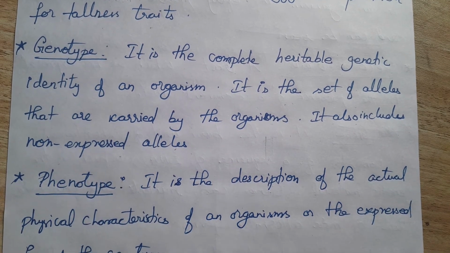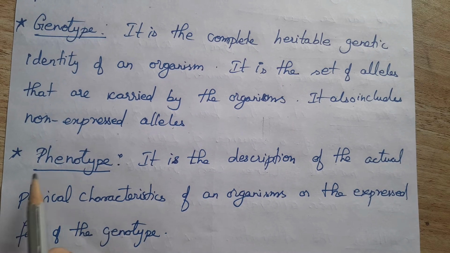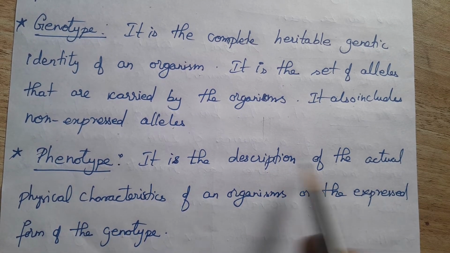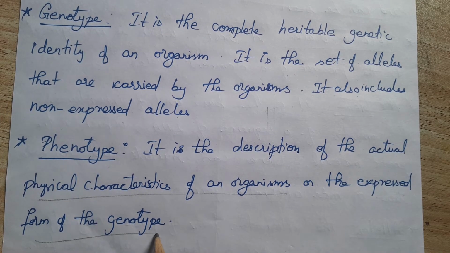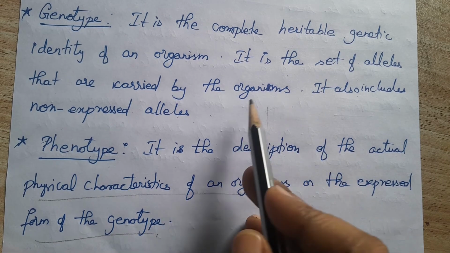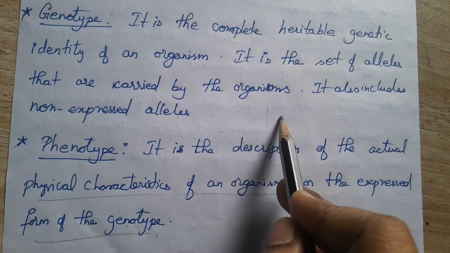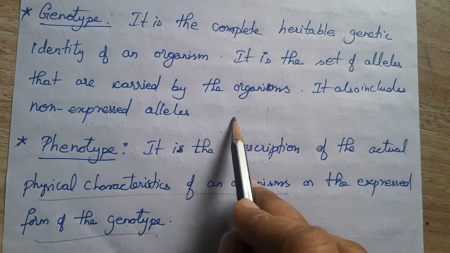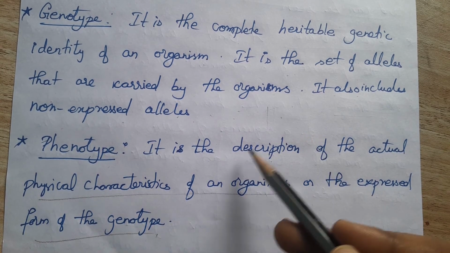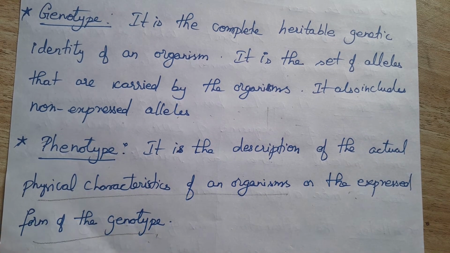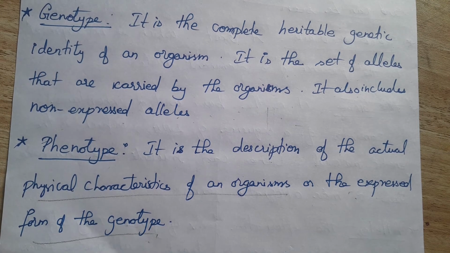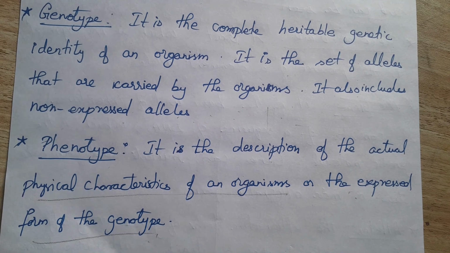Whichever is expressed or visible to us, we call phenotype. Phenotype is the description of the actual physical characteristics of an organism, or the expressed form of the genotype. We said genotype contains both dominant and recessive. Whichever is dominant is expressed in the organism, and that expressed form of the genotype is called phenotype. So I hope you understand a few terms related to heredity and variation, and we'll see the laws of inheritance given by Mendel in the next class. Okay, thank you.